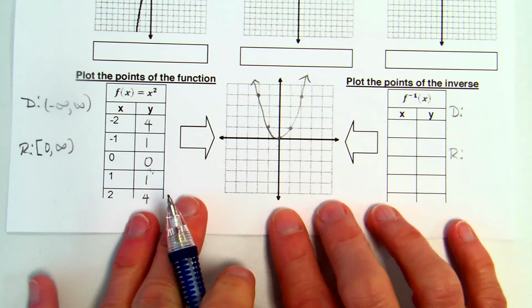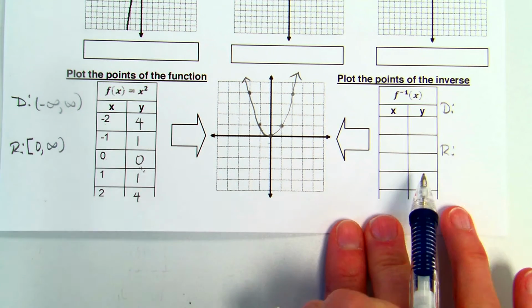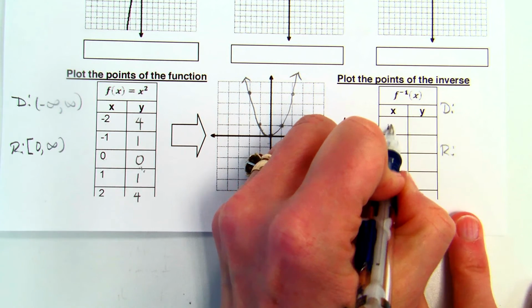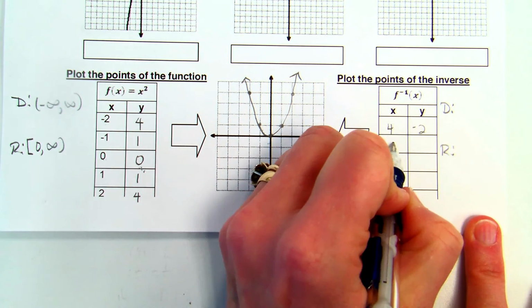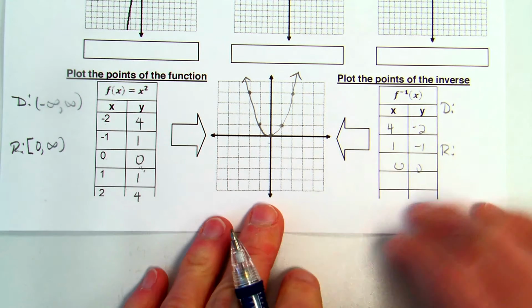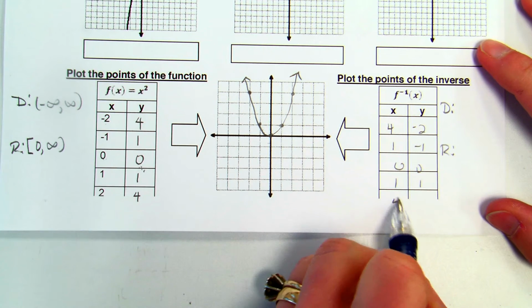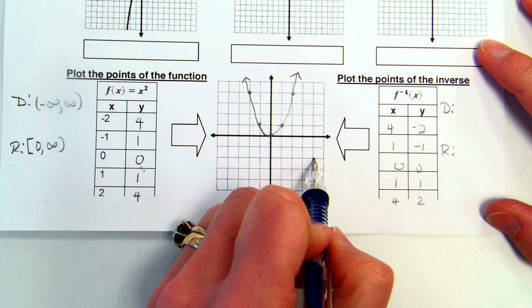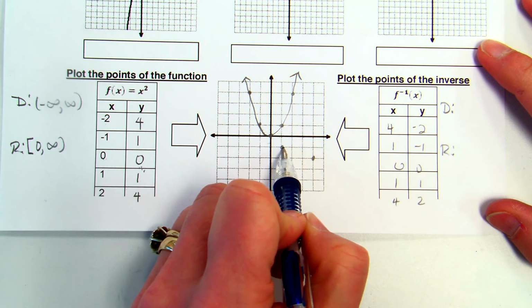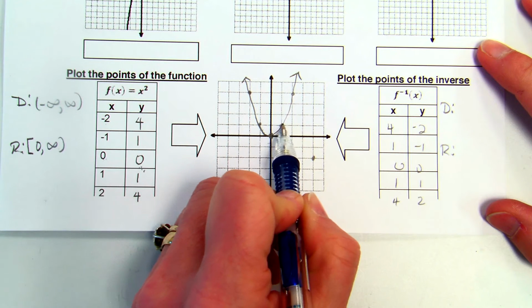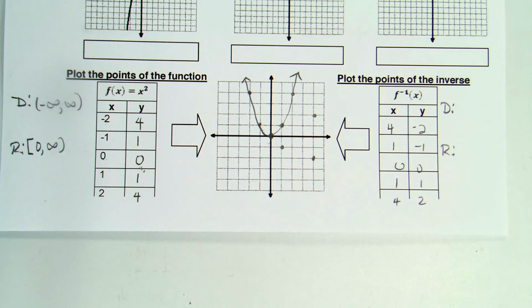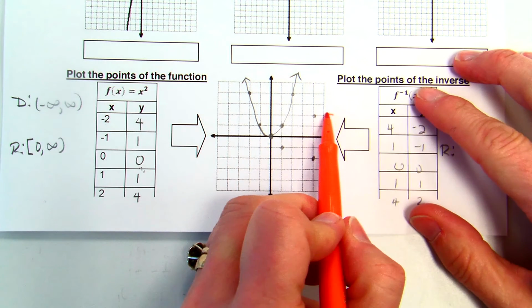All right, now come over here and invert those values. Reverse those values. Swap those x's and y's. So over here I have 4, negative 2, 1, negative 1, 0, 0, 1, 1, and 4, 2. So I'm going to plot over 1, 2, 3, 4, down negative 2, over 1, down 1, over 0, up 0, over 1, up 1, over 4, up positive 2. I'm going to connect those points.